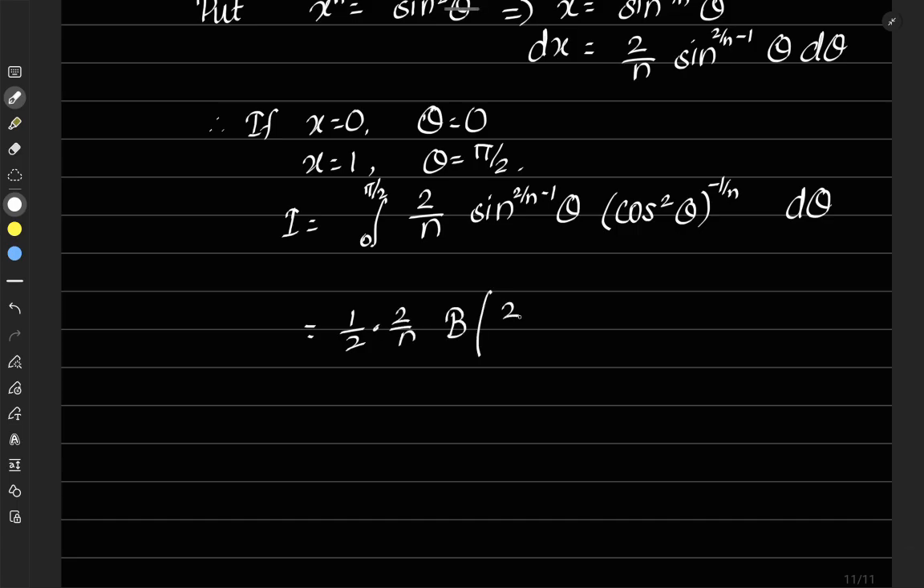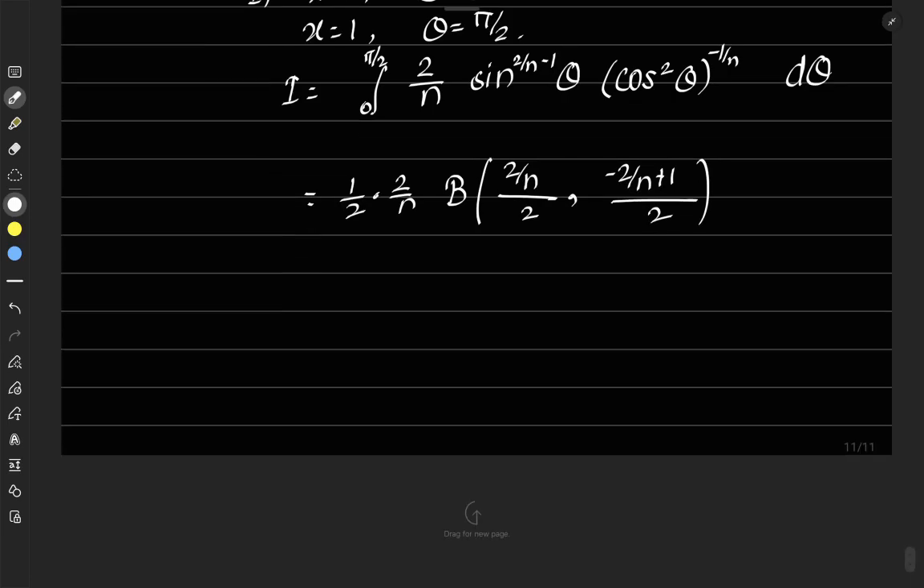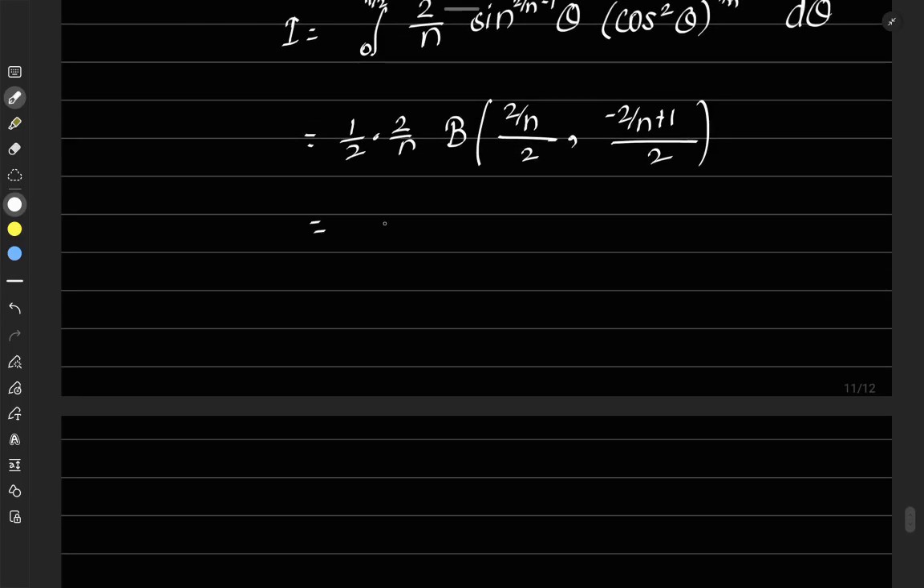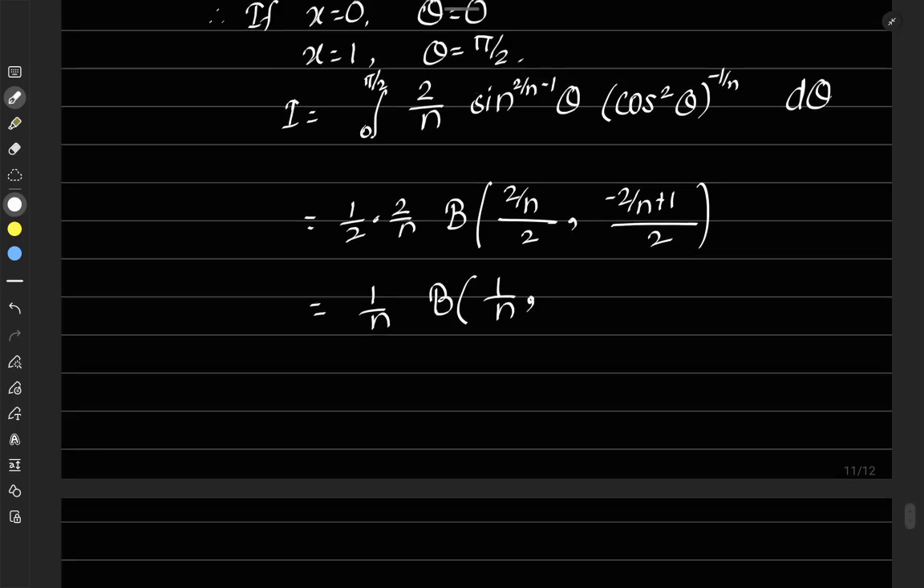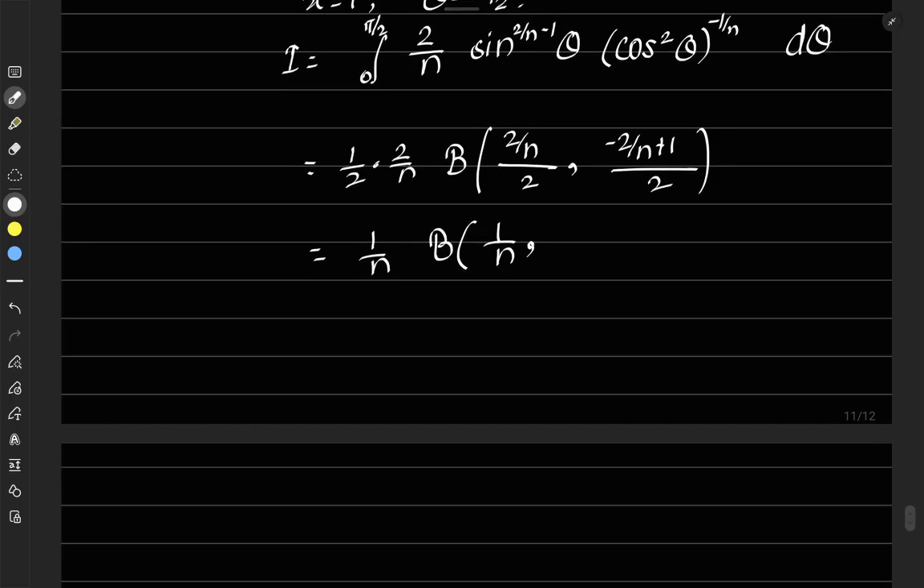beta of 2 by n by 2 comma this quantity is minus 2 by n plus 1 by 2. So if we simplify, we will get 1 by n beta of 1 by n comma, this 2 will get cancelled and here half will remain, so minus 1 by n plus half.